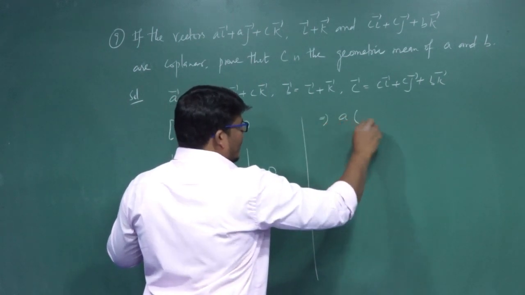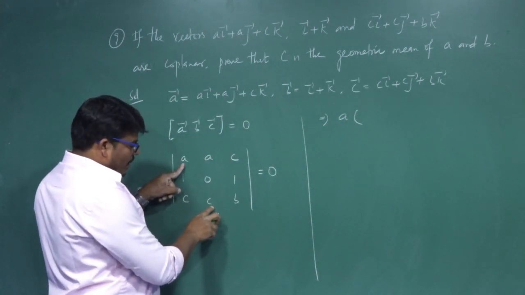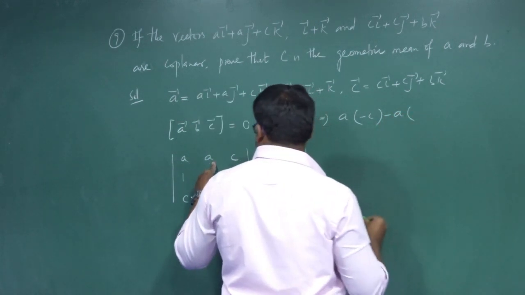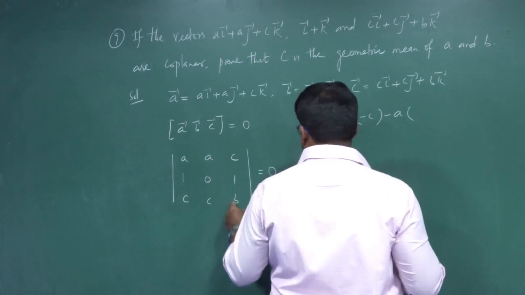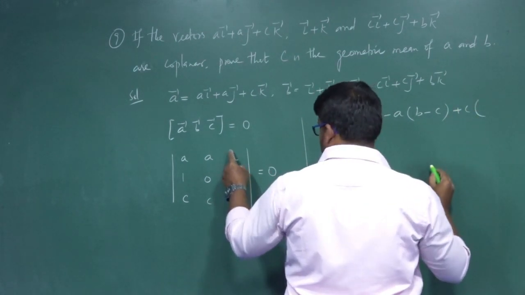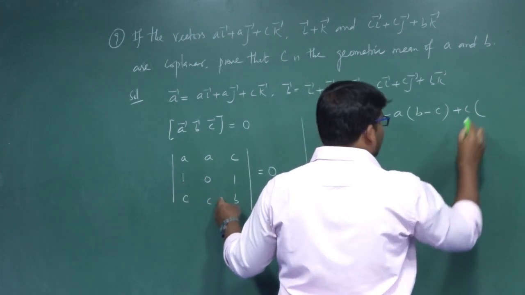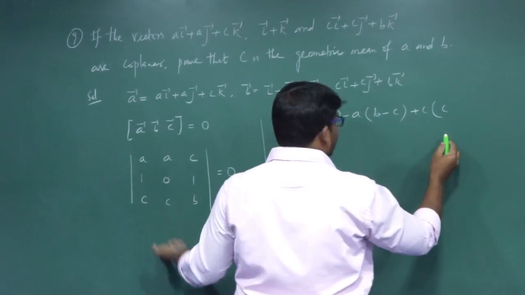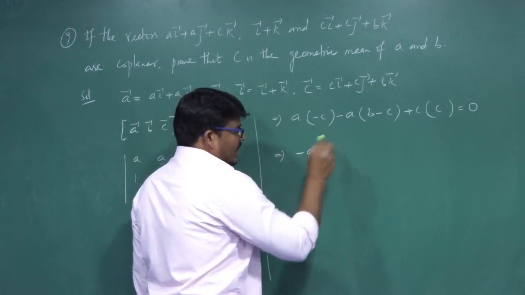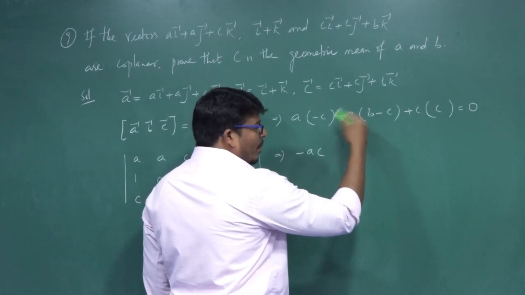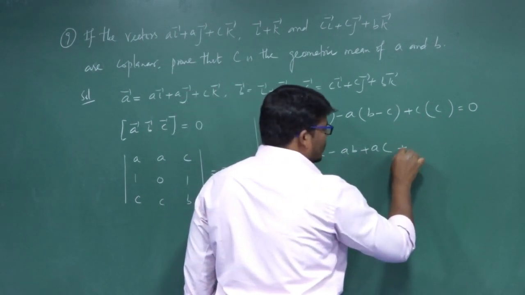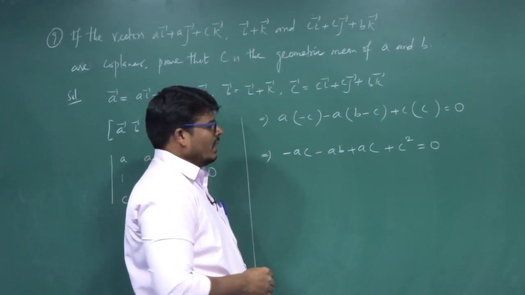First, take the element a into 0 into b is 0. Next, formula minus: 1 into c is c, so minus c. Next, taking the element minus a, the column and row are eliminated, getting 1, 1, c, b: 1 into b is b, minus 1 into c is c. Next, taking the element c, the row and column are eliminated, getting 1, c: minus 0 into c is 0. That is equal to 0. This implies a into minus c is minus ac. Next, multiply by minus a: minus ab, minus times minus is plus ac. Next, plus c square equals 0.